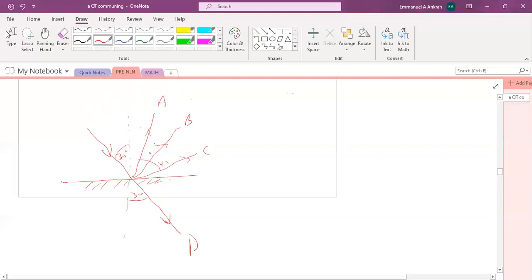Because this is 30. Because it has to be 30. And this one is 15. So 30, correct, because the angle of incidence should be equal to the angle of reflection. So it's 30, so it should be B. It has to be in the opposite direction like this. Okay, good, but it's a mirror. It doesn't go through like that. Correct.